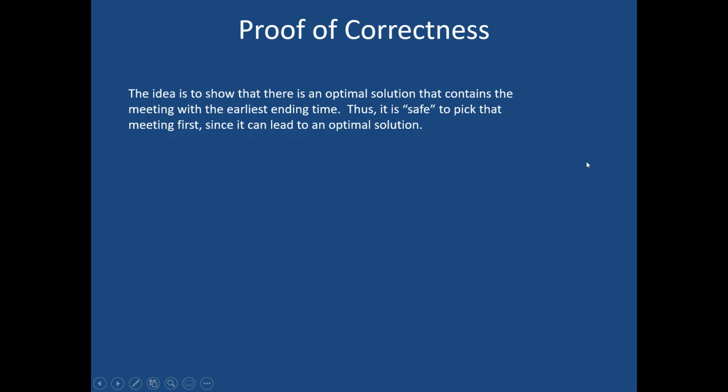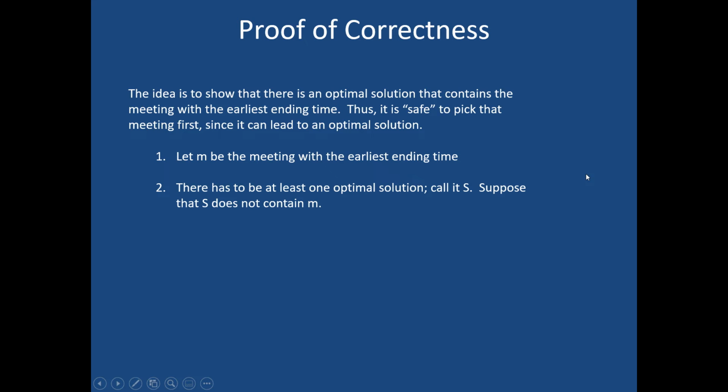So let's try to apply that proof. Your next assignment will involve doing several arguments like this. So let's think about the problem. We're trying to solve the problem, so we're going to let M be the meeting with the earliest ending time. There has to be at least one optimal solution, and often there are more. So let's call that optimal solution S, and we're going to assume that S does not contain M. If it does contain M, that's great, because that's what we want. We want there to be an optimal solution that contains the greedy choice. Okay, so let's assume it doesn't contain M.